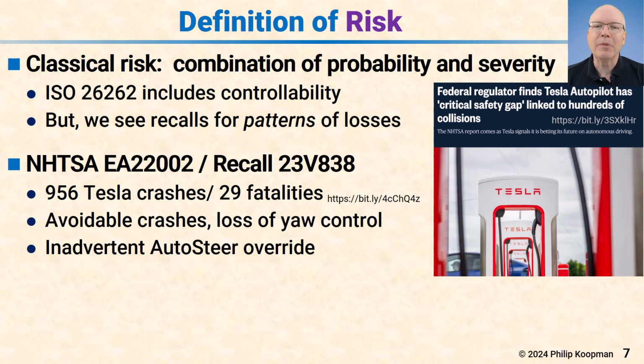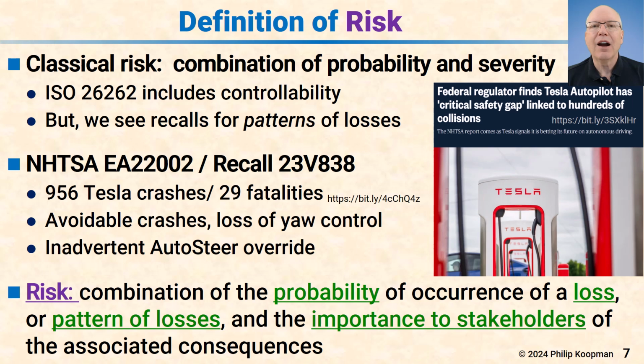So if you want acceptable safety, it's more than just probability and severity. You also have to account for avoidable patterns of losses. Our definition of risk accounts for this. It includes probability of occurrence of a loss, but also probability of patterns of losses. And rather than saying severity, it talks about the importance to stakeholders of the consequences, and we'll revisit stakeholders in a moment.